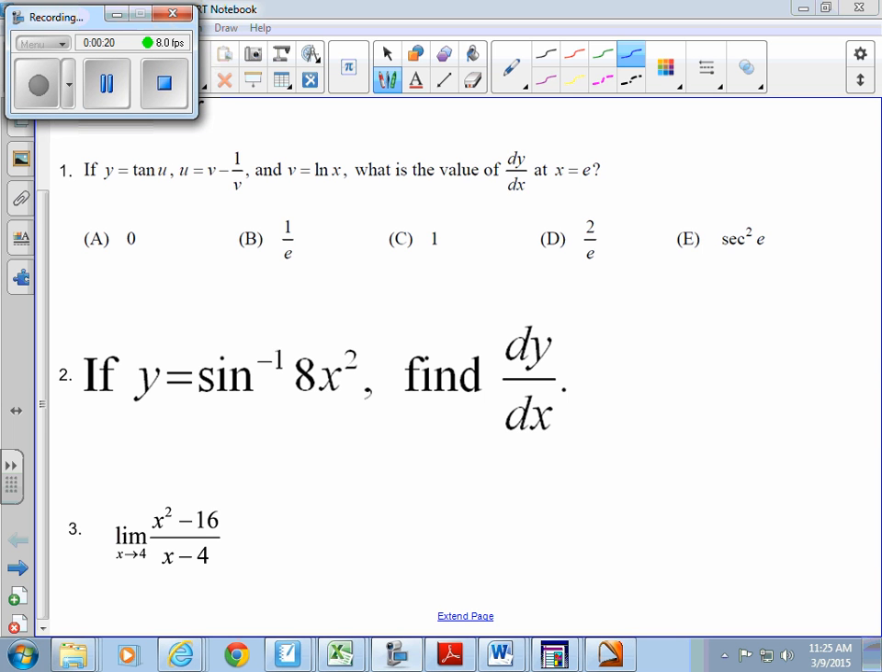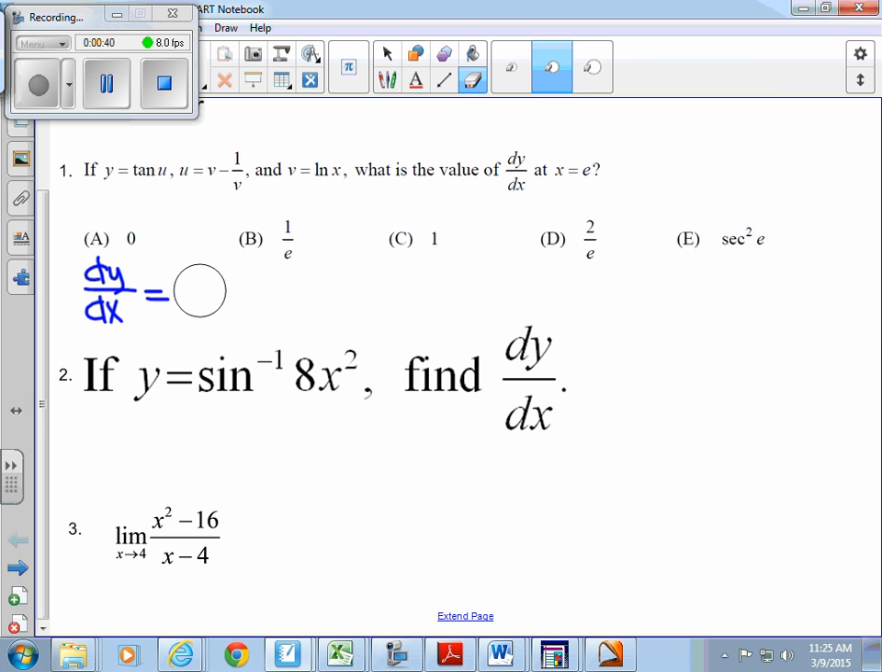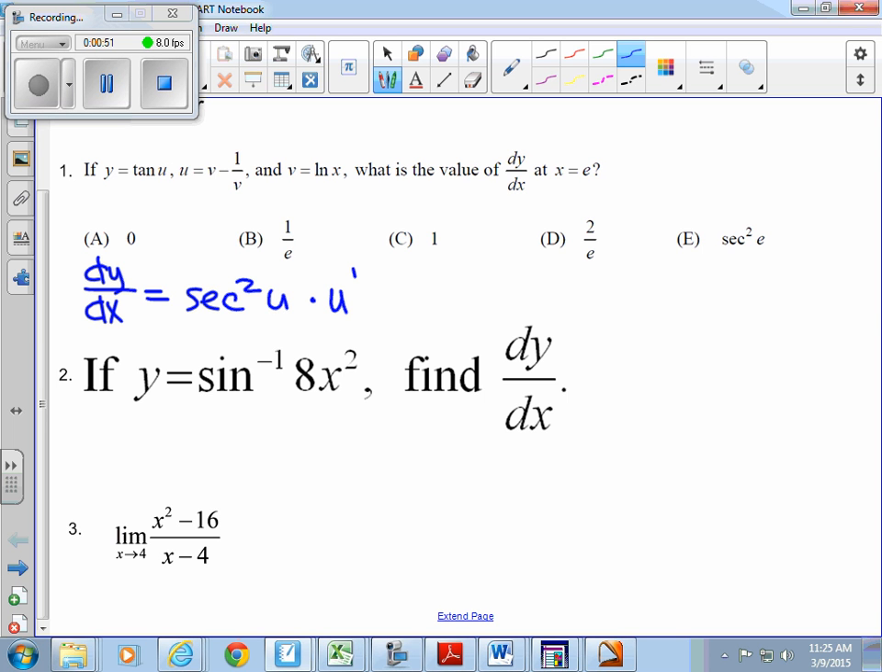One, you could plug in each piece, like you could plug it all in. I think it's a little tougher that way. So I'm just going to work with finding the derivative of y. Would you agree that the derivative of tangent of u is secant squared of u times u prime? Okay, easy enough.